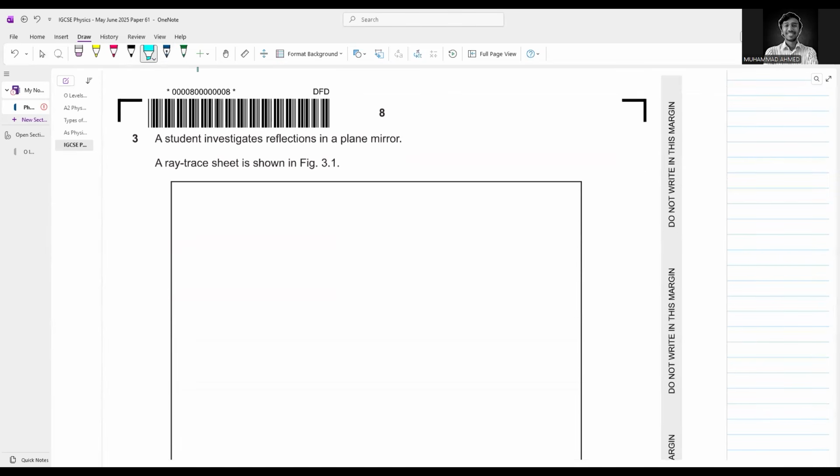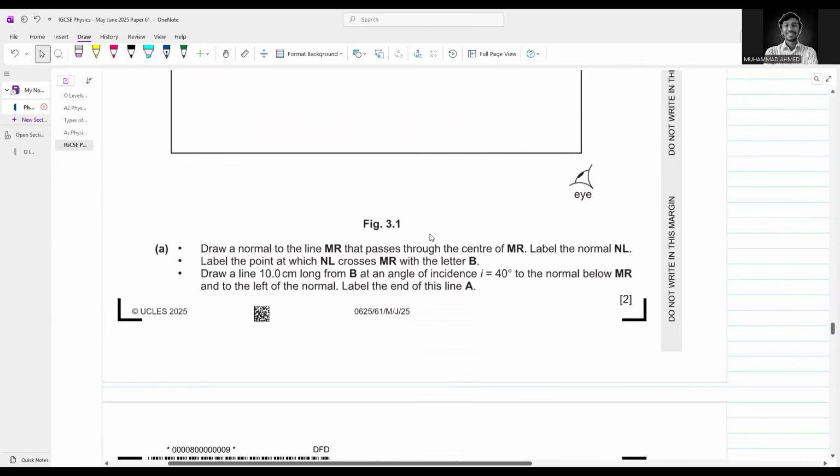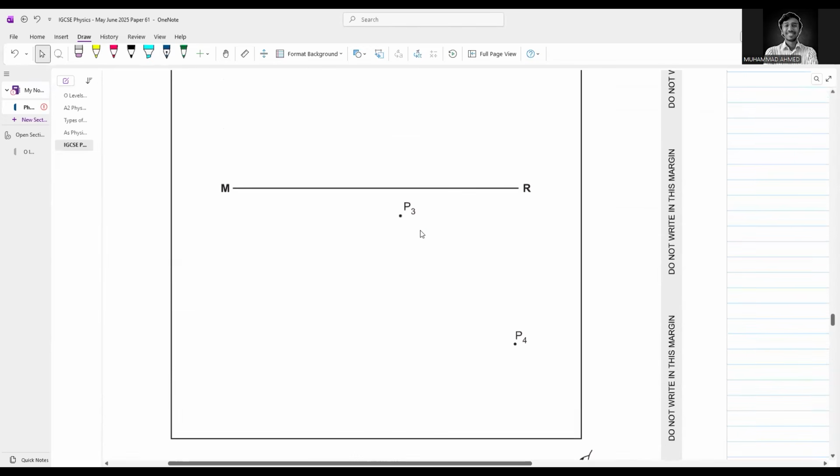A student investigates reflections in a plane mirror. A ray sheet is shown in figure 3.1. अच्छा जी ये ray sheet है shown in figure 3.1. ठीक है. Draw a normal to the line MR that passes through the center of MR. Label the line NL. अच्छा जी हमने एक नॉर्मल बनाना है at the center point of MR.